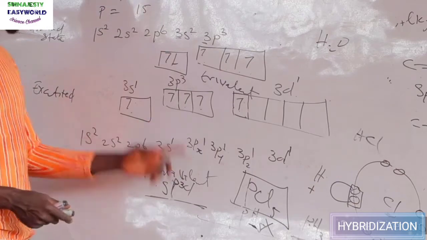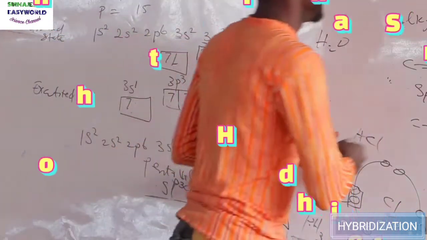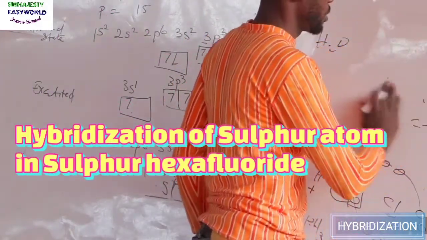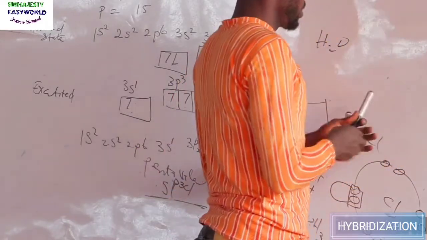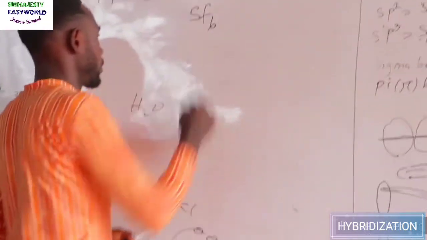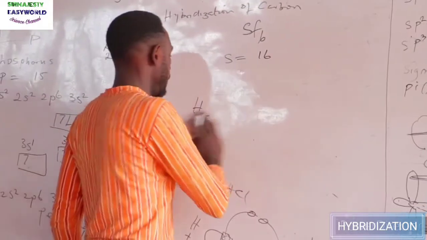So let us see another hybridization form of the same d orbital. Let's take a look at sulfur in sulfur hexafluoride, rather, not chloride, that's SF6. So sulfur is number 16.